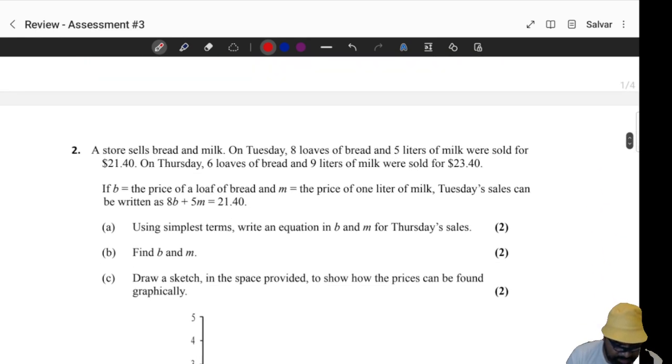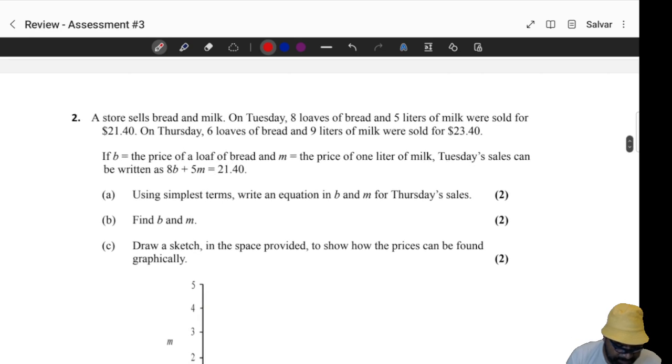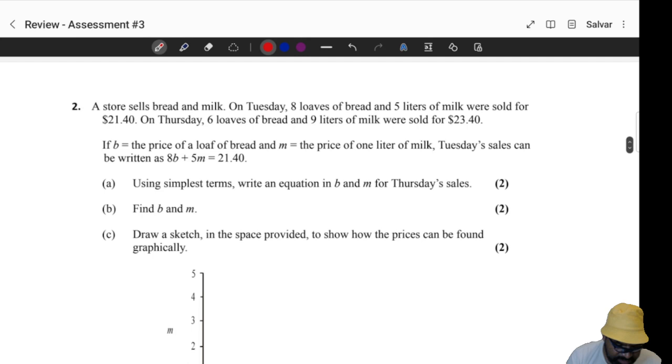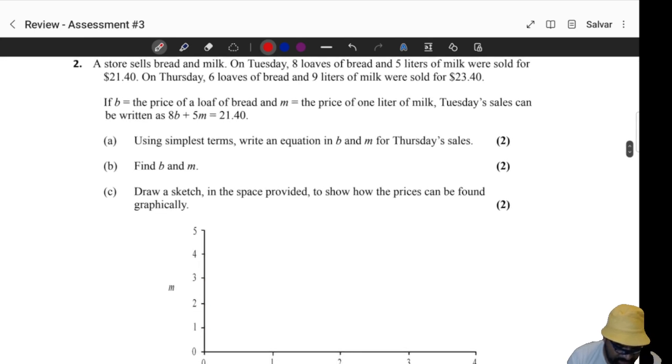Question number 2 is, a store sells bread and milk. On Tuesday, 8 loaves of bread and 5 liters of milk were sold for $21.40. On Thursday, 6 loaves of bread and 9 liters of milk were sold for $23.40. If B equals the price of a loaf of bread and M equals the price of 1 liter of milk, Tuesday's sales can be written as 8B plus 5M equals 21.40. Using simple term, write an equation in B and M for Thursday's sales.